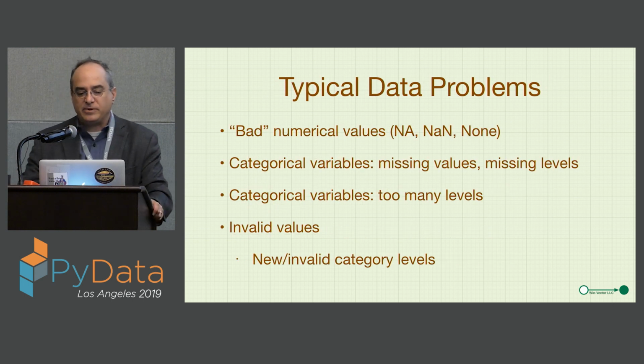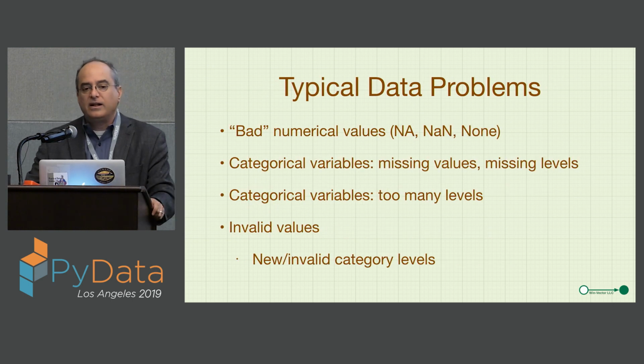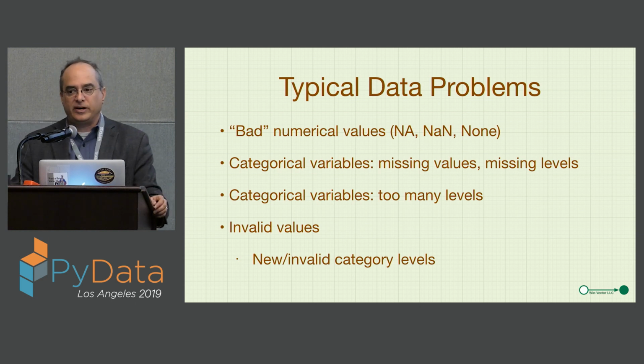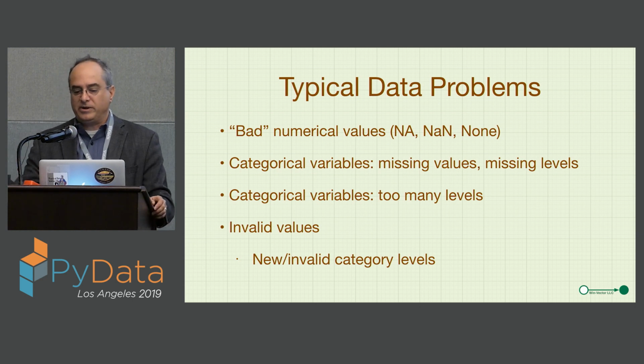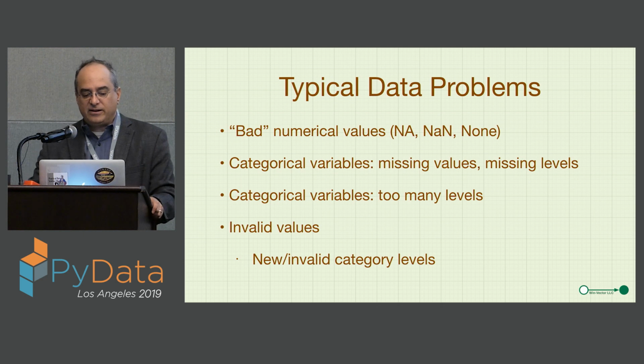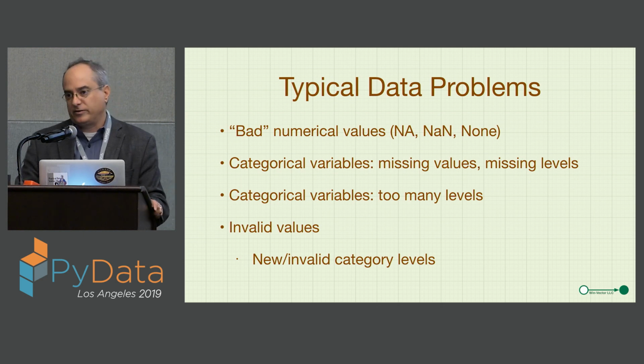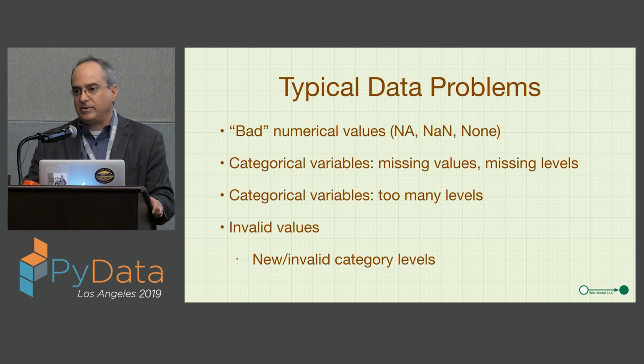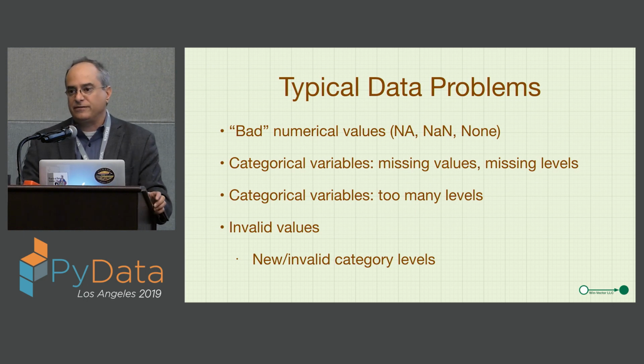So again, typical data problems are missing values and categorical variables, those are variables whose values are strings or interpreted as strings, and categorical variables with very many levels, such as zip code, which has 70,000 possible levels, and that's very statistically inefficient to deal with directly.